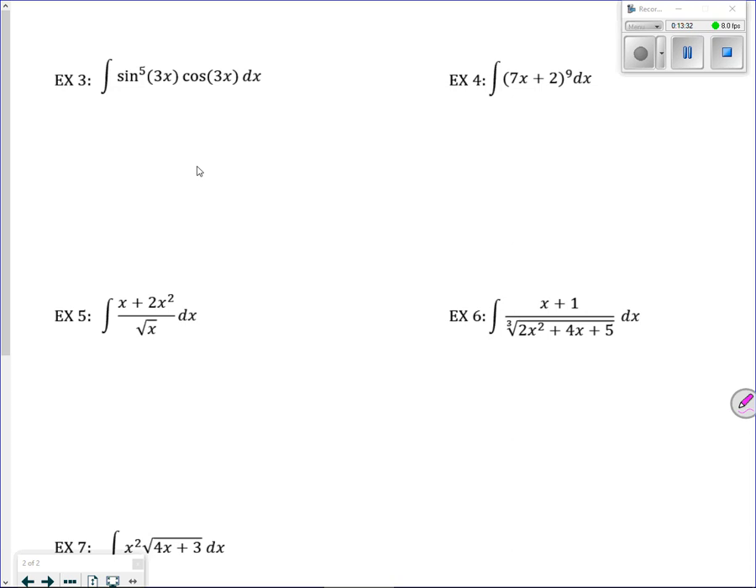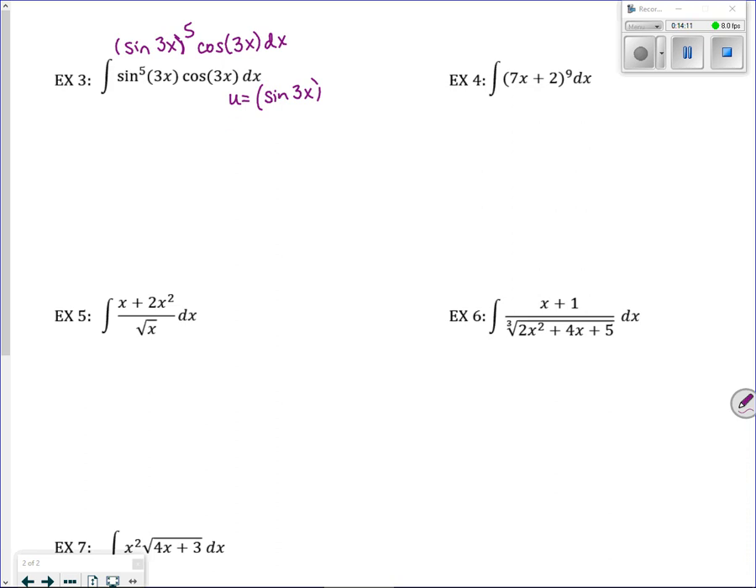All right. So this one, I know it's like, wait, there's trig in there. But I still have something to a power. So let's keep working this the same way. What do you think I'm going to use for u? Well, this is really sine of 3x to the 5th. So I do have something raised to a power. So I'll let u be sine of 3x.